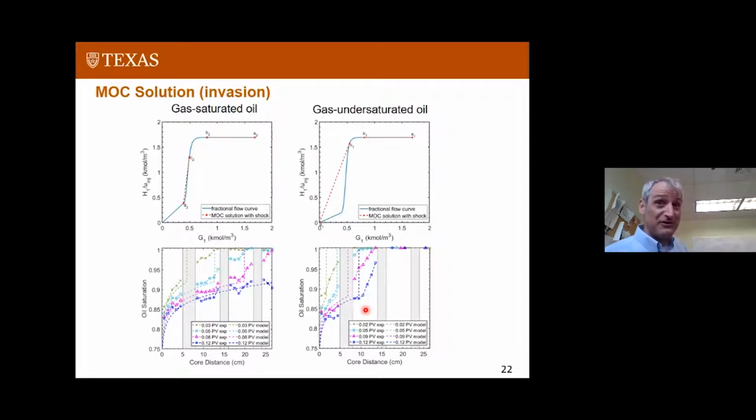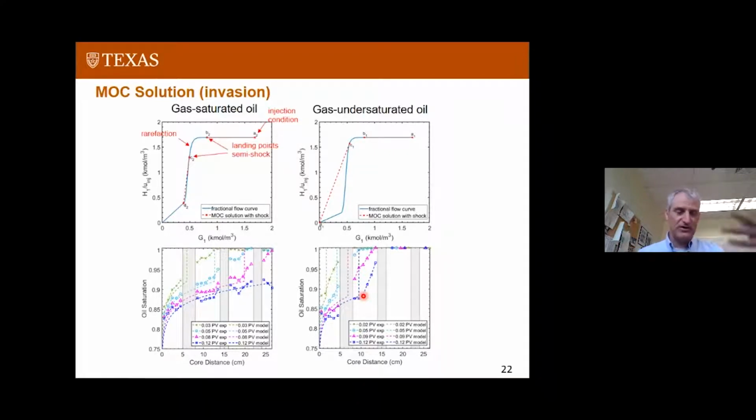Now, does it match the experiments perfectly? No. Our model is assuming no capillary forces in this case. For the gas, we assume no capillary forces, but there are still some capillary forces. There's still some smearing. There could be some viscous fingering going on. So we still see more smearing than the model gives us, which is a complete shock, but it's kind of matching pretty good.